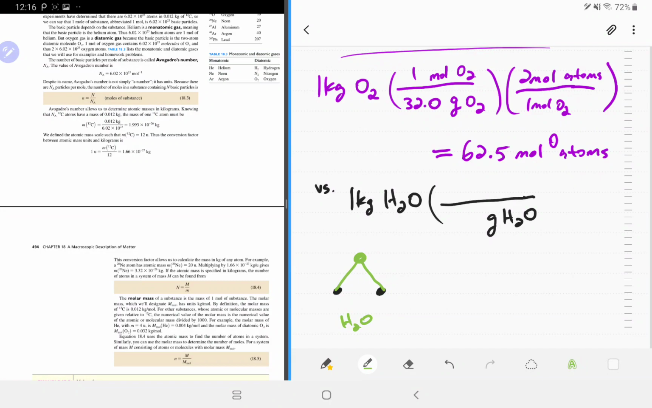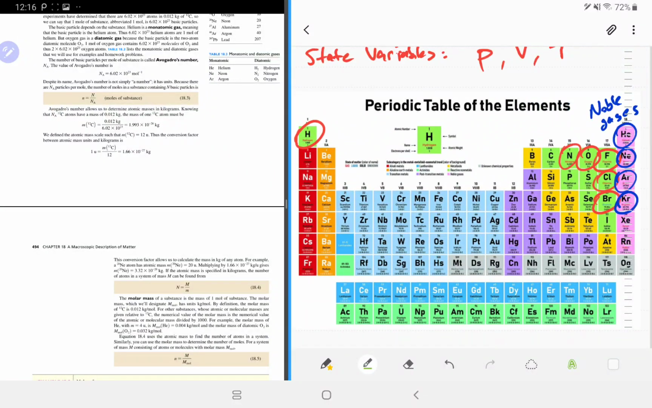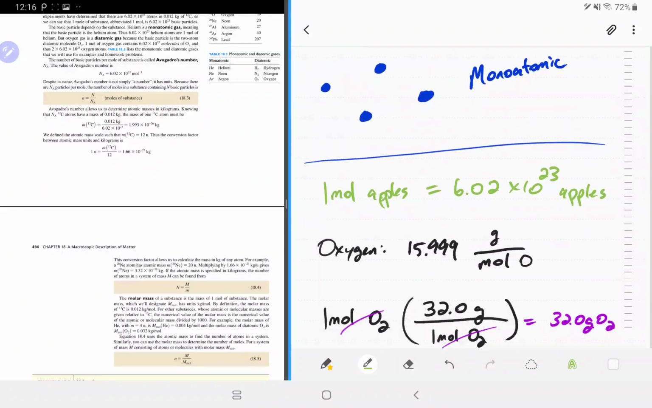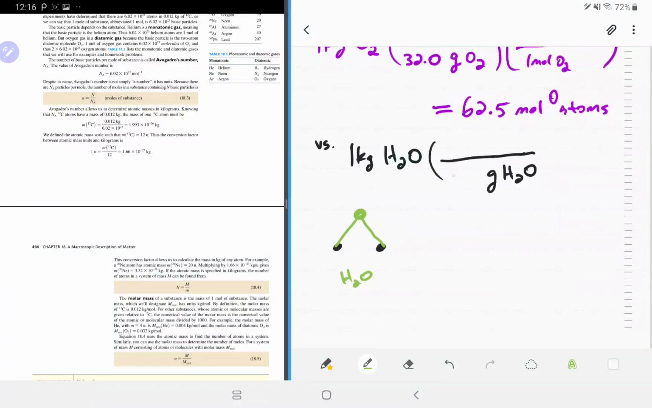So I just need to figure out how much this weighs. I can just add up the contributions from each of these, right? So this is 2 atoms of hydrogen and 1 atom of oxygen. Going to our periodic table, I see that each hydrogen is 1 gram. So I'm going to imagine I have 1 mole of water molecules. This is going to be 1 gram from each of the hydrogens, so that's 2 grams, and then 16 from the oxygen, so that's 18 grams. 18.0 grams of H2O for every 1 mole of H2O molecules.